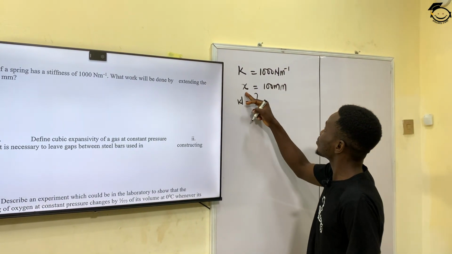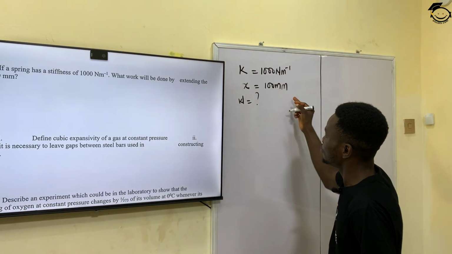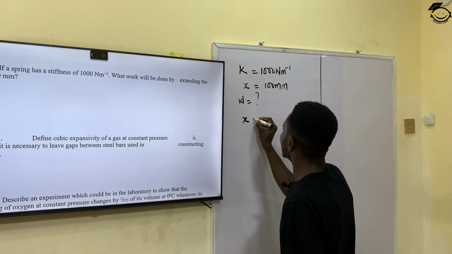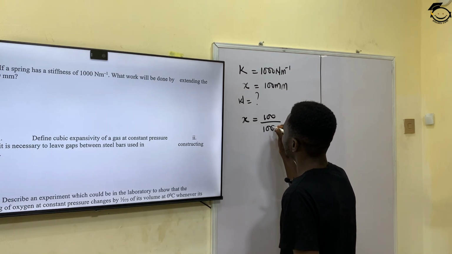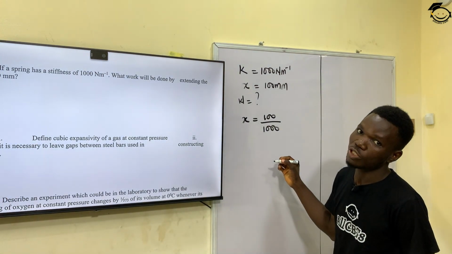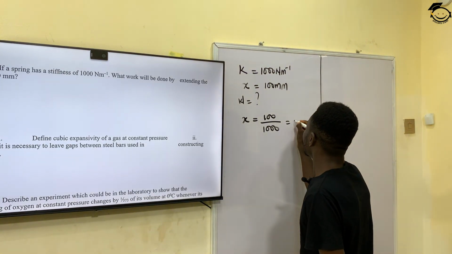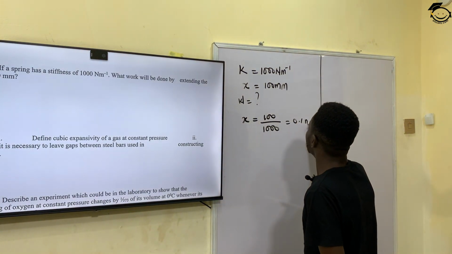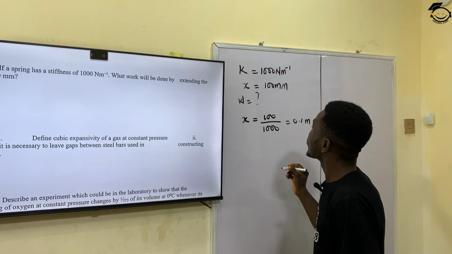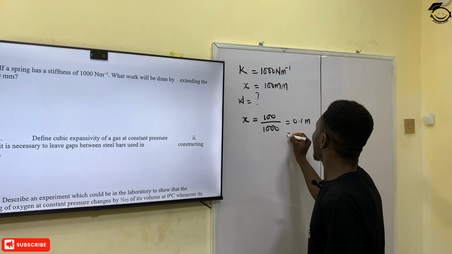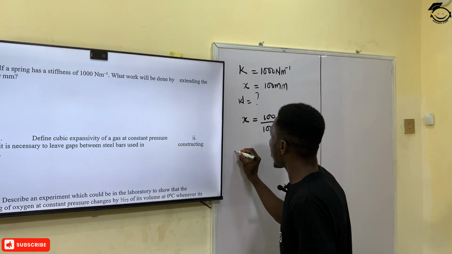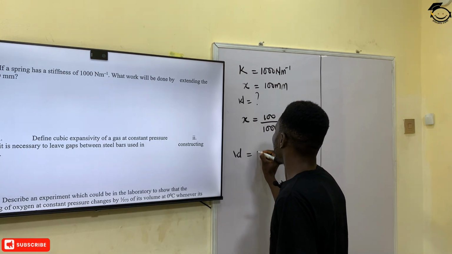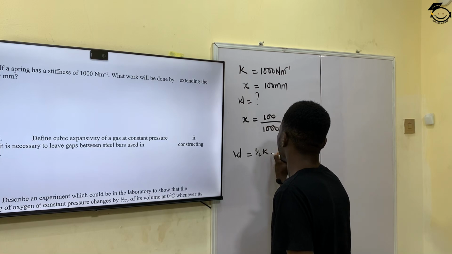So I have to convert my 100 millimeters to meters, which means that my extension is 100 divided by 1000, because milli means times 10 raised to the power minus 3. So this will give me 0.1 meters. Okay, so 0.1 is the same as 1/10 meters.